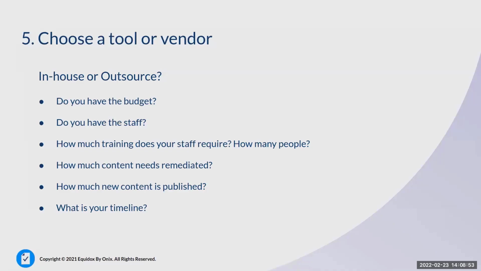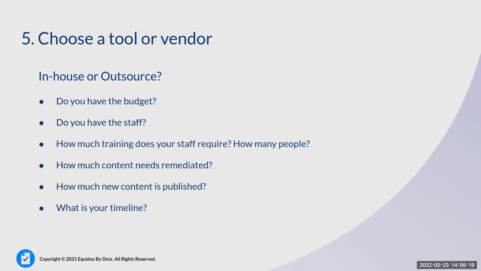So the fifth step in this process would be to choose a tool or a vendor. Are you going to do this in-house or are you going to outsource? First, do you have the budget? Do you have the staff? How much training does your staff require? How many people need to be trained? How much content needs to be remediated? How much new content is published on a regular basis? And also, what is your timeline?